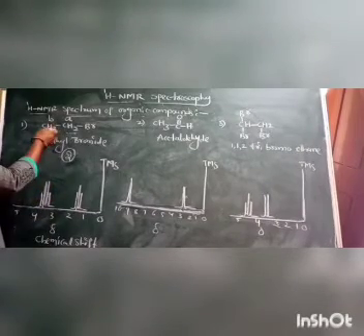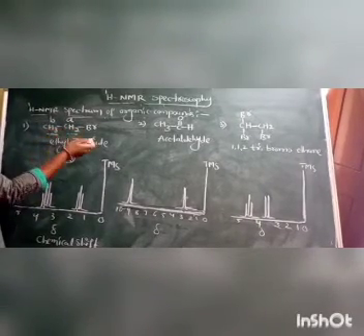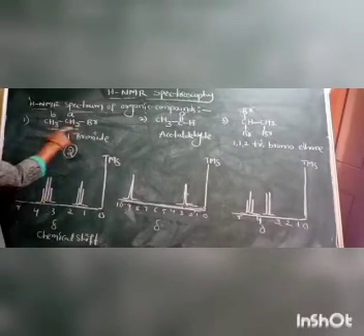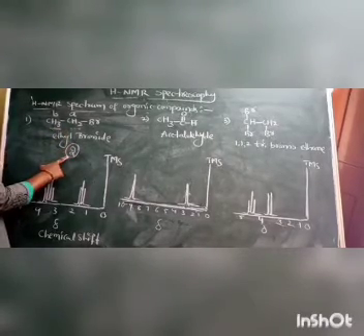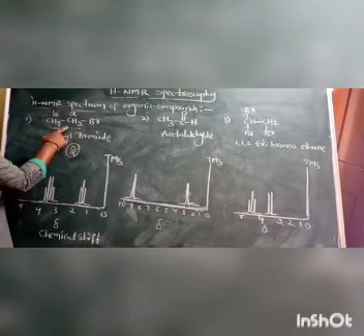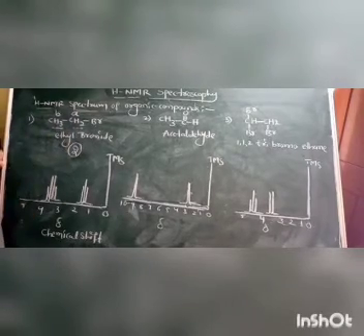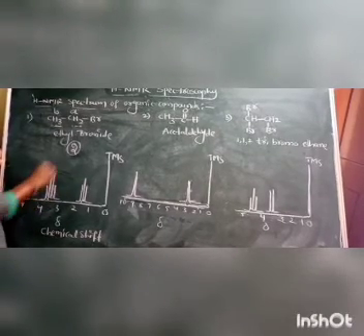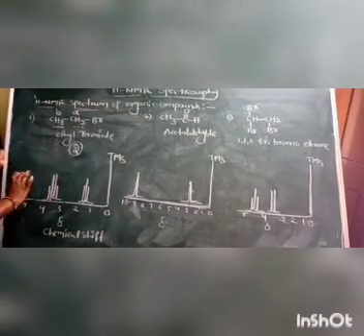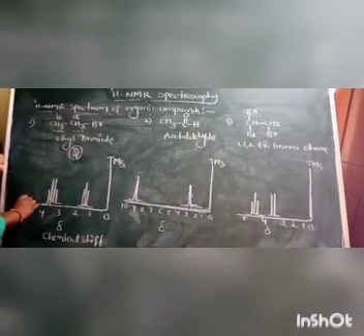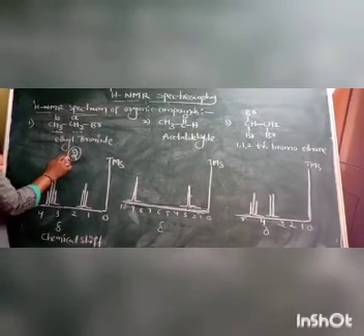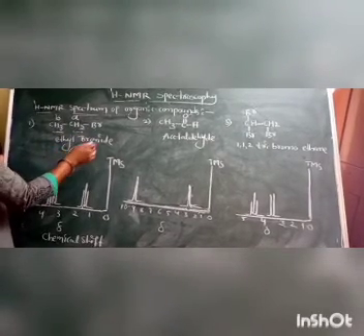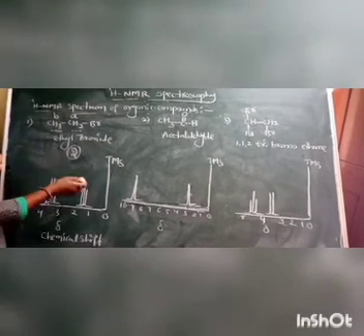Already we said that the number of types of protons equals the number of signals. In this molecule 2 types of protons are present, so this molecule gives 2 signals in the spectrum. So 2 signals appear in the proton NMR spectrum. But the 2 signals go into splitting. The 2 signals split into various numbers of peaks.